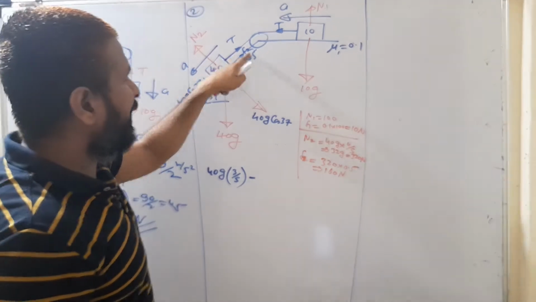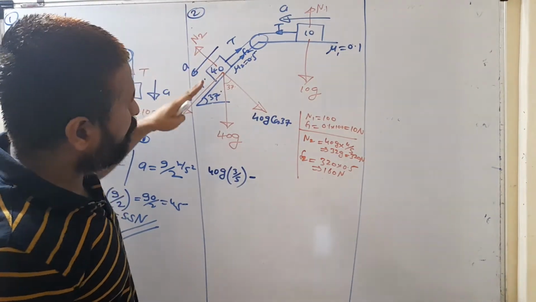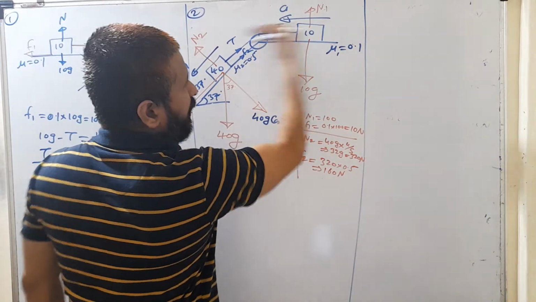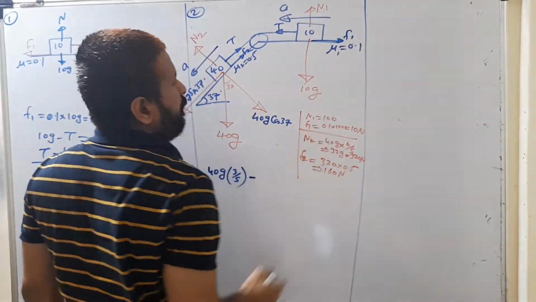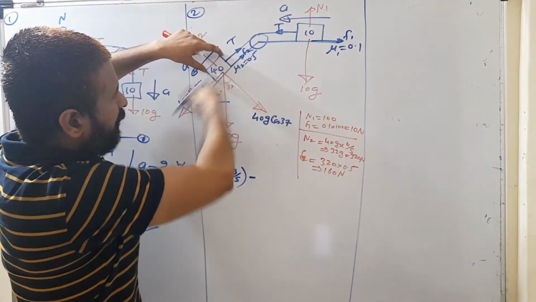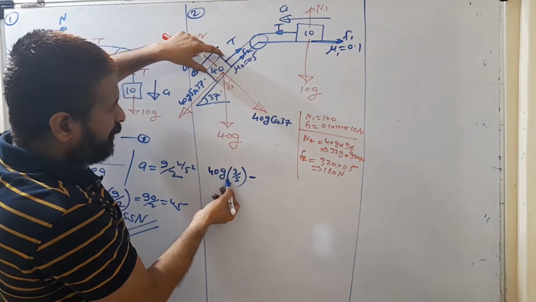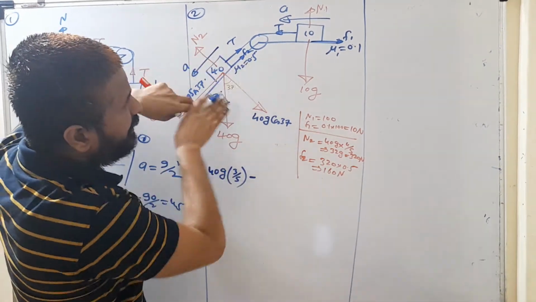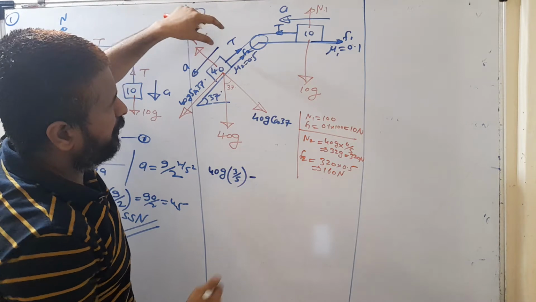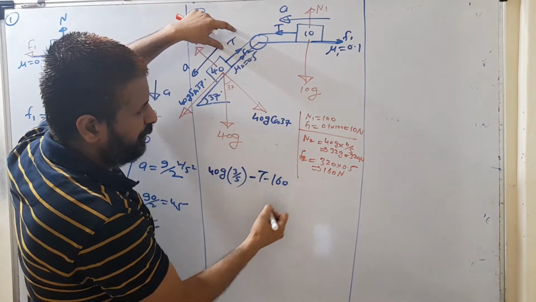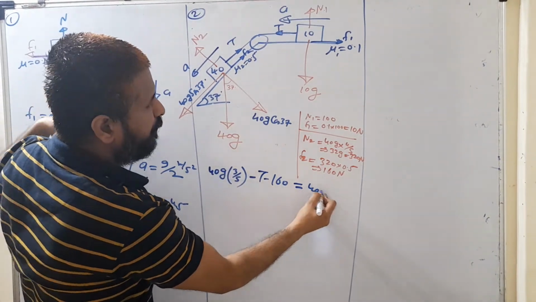So friction always acts against the direction of motion. This block is moving in downward direction, so friction will be acting in upward direction. For this block also, this block is moving in forward direction, so friction इस पे किधर लगेगा? Backward, F1. Now write the equation for this block. On this block, only one force is acting in downward direction, that is 40g sin 37. So 40g 3 by 5 minus two forces are acting in opposite direction, tension on the string and the friction. So minus T minus F2. F2 is what? 160 Newton is equal to 4a.